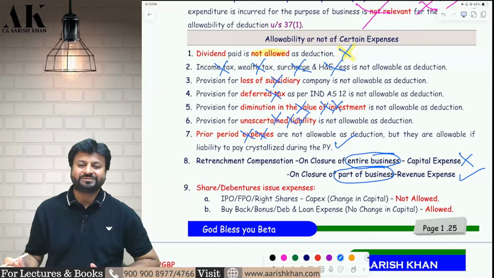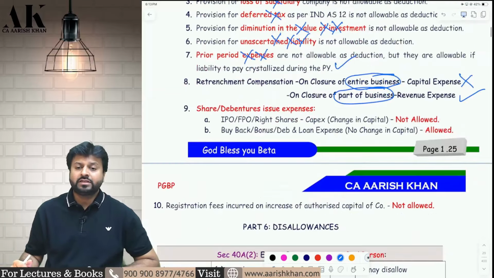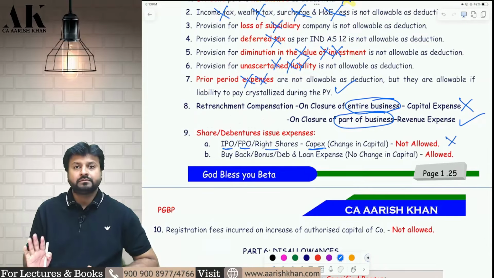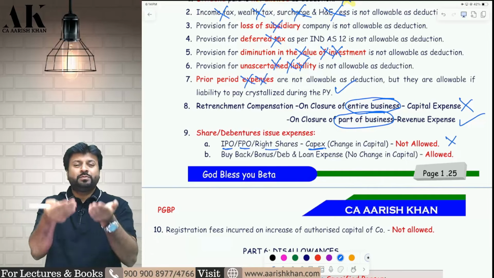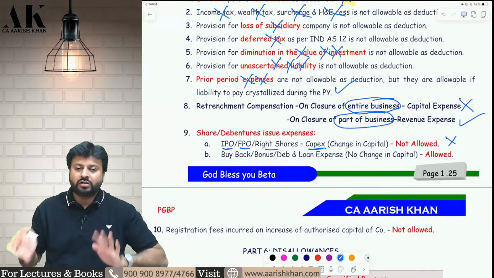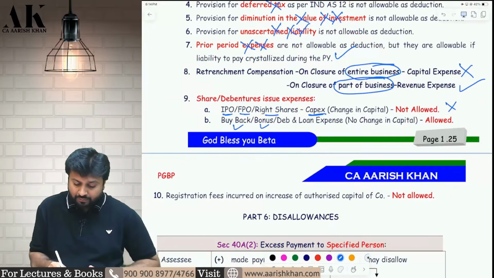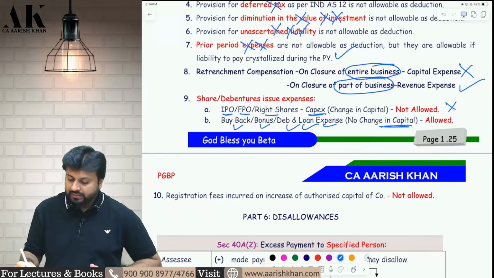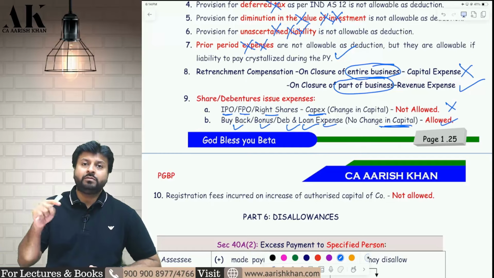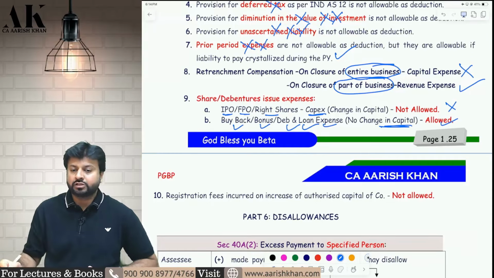Is it clear? What about share and debenture issue expenses? If you incur expenses for IPO, FPO, right shares, then it is a capital expenditure, then it is not allowed. It is not allowed because in this case you are going to permanently raise capital in your business. That money will be helpful for you throughout your life. If you incur expense for buyback, bonus, debentures, loans, etc., this does not change your capital in the balance sheet. Therefore, it is allowed. It is not going to give you permanent benefit. It's a temporary benefit. Therefore, the expenditure on these things will be allowed as deduction.